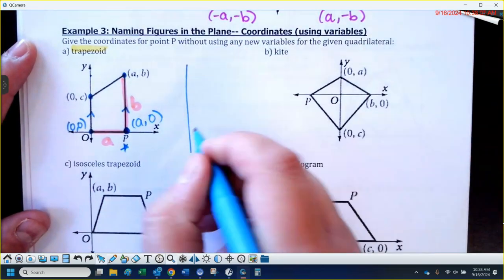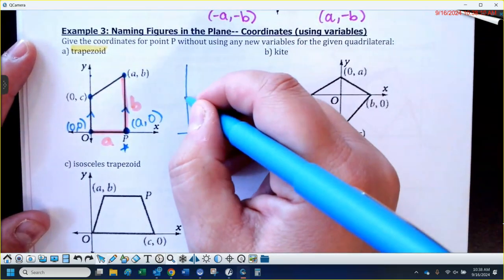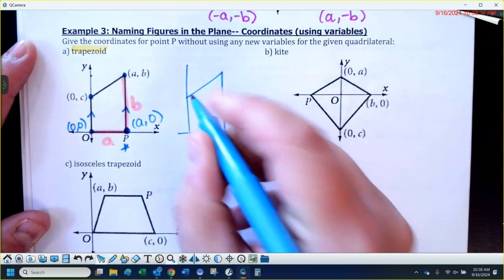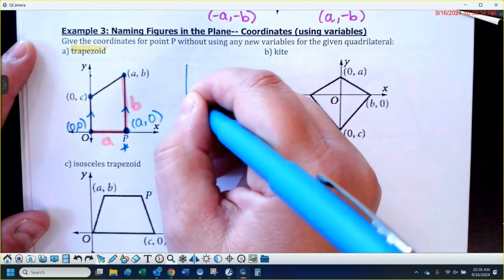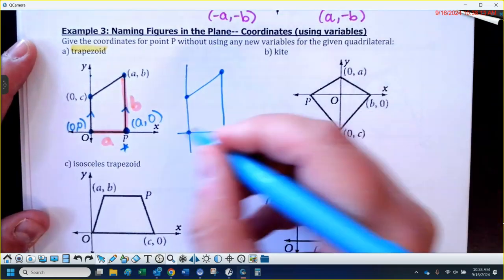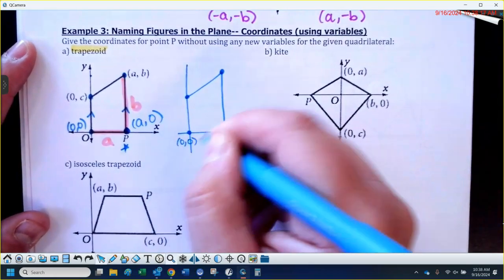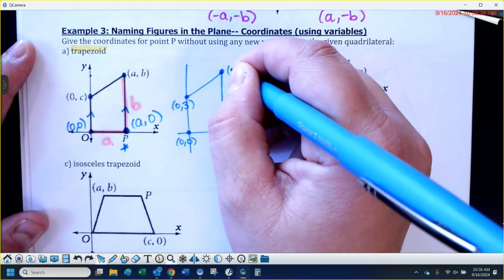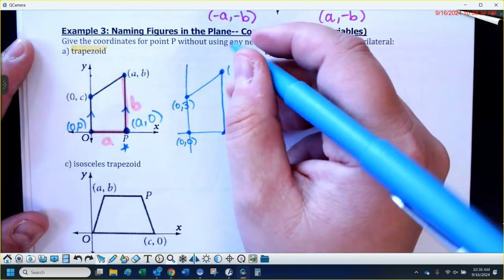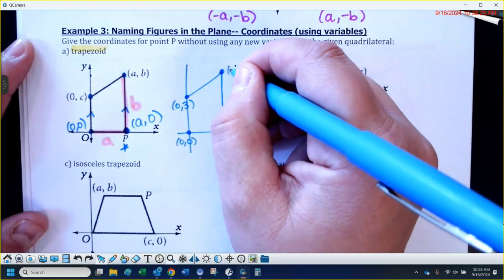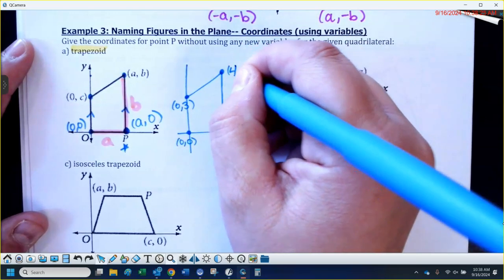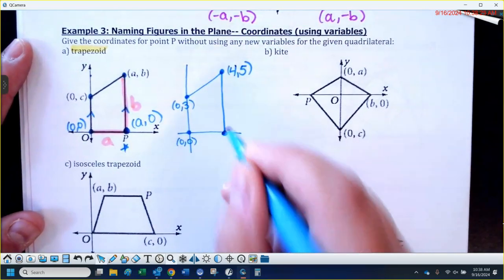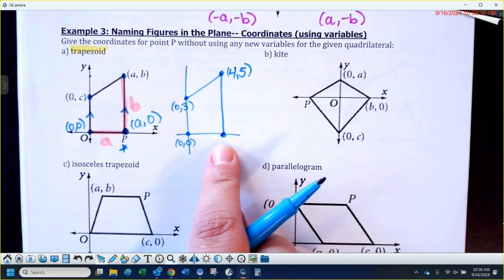If this gets tricky for you, here, I'm just going to make something up. I'm going to make up a similar picture, but I'm just going to put numbers with it. So let's say this was 0, 0. Maybe this is 0, 3, and this is, I don't know, let's say 4, 5 or something. What would that point be if I just made that up? Let me know.